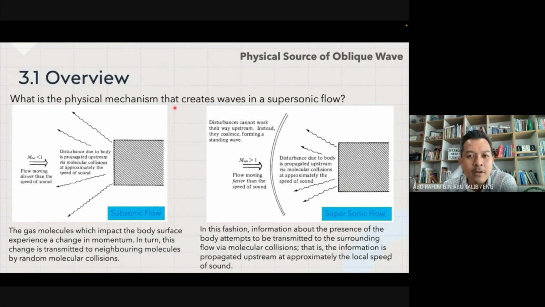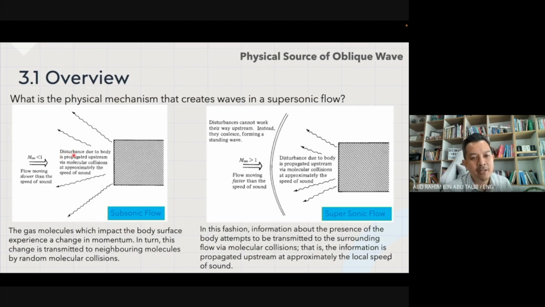So what is actually the physical source of the oblique wave? The physical mechanism that creates waves in a supersonic flow. If we look here at the subsonic flow, imagine a flow moving slower than the speed of sound, because it is a subsonic flow. The free stream Mach number is less than 1.